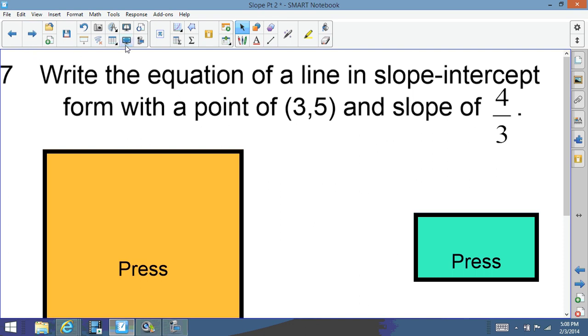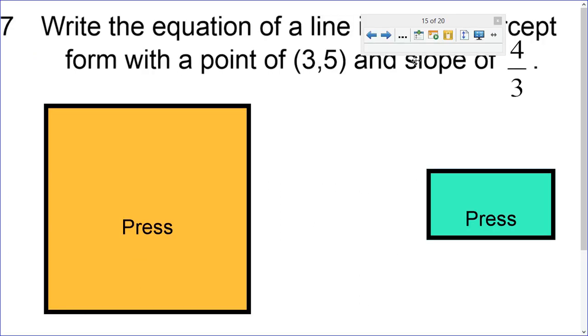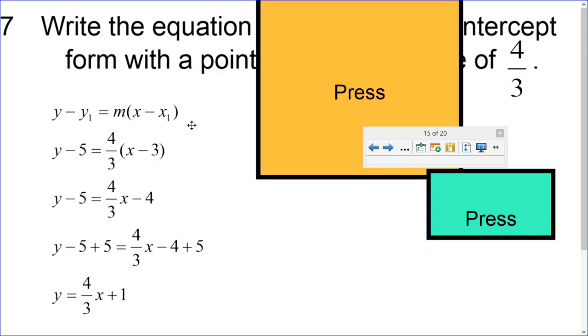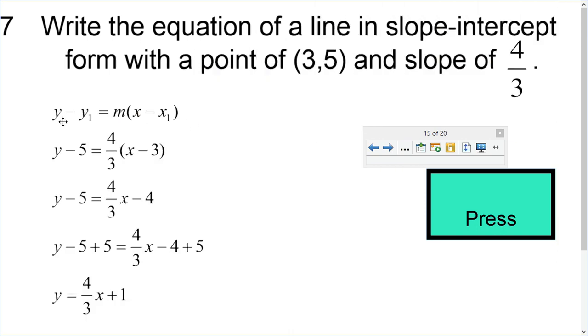So here we have a line with an equation in slope-intercept form, that has a point (3, 5) and we want to have a slope of 4/3. So we want to write the equation. So let's see what we do. First thing we do is we get our point-slope formula, y minus y1 equals m times x minus x1. We're going to replace the values.